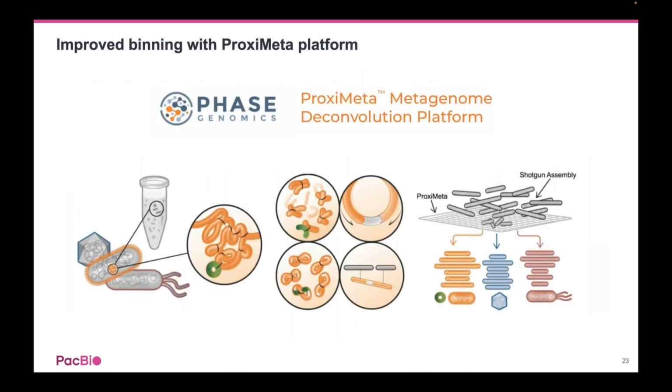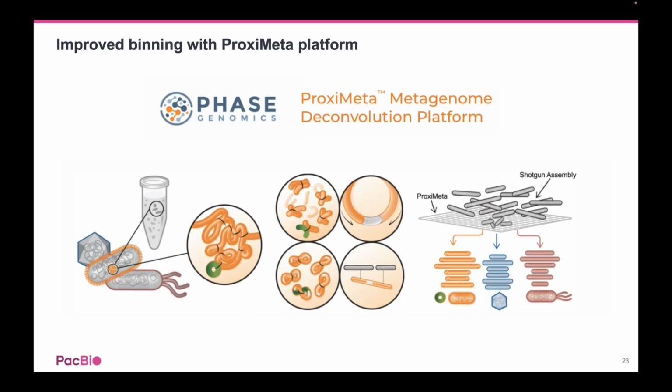So everything that I just showed you was using binning based on bioinformatics algorithms. So we're using things like tetranucleotide frequency and average depth of coverage, or even some machine learning models to group these contigs. But those are all just approximations. There are other strategies now that offer improved ways to bin. One that I am very excited about is offered through Phase Genomics, and this is their ProxiMeta platform. So here, we're using proximity ligation within individual cells to create these Hi-C libraries. And so what's happening internally is that we're attaching the bacterial chromosome to itself in different ways to get proximity information.